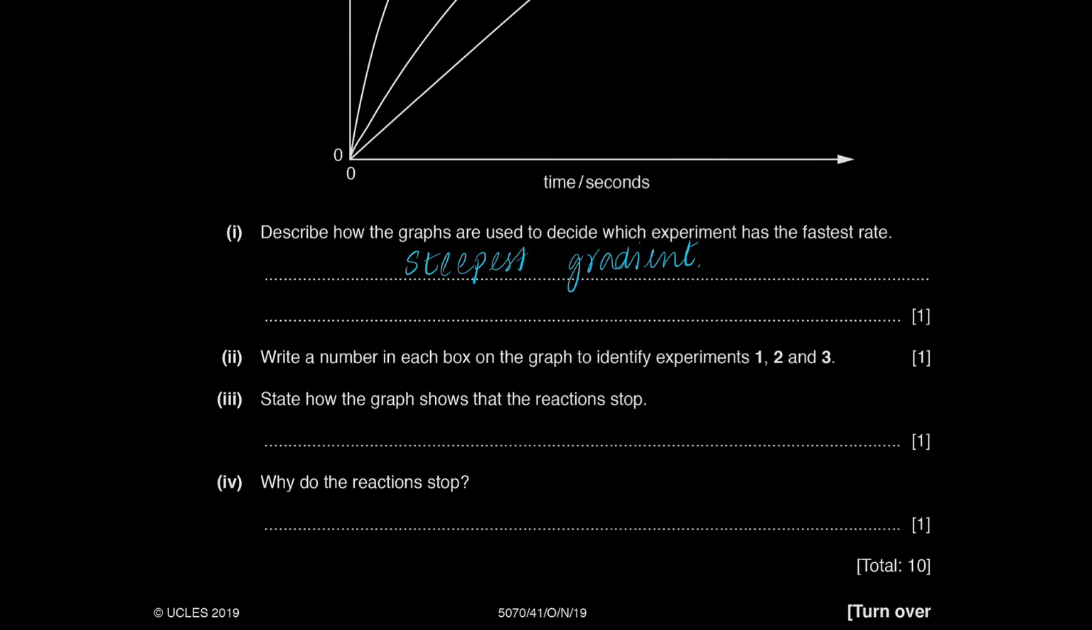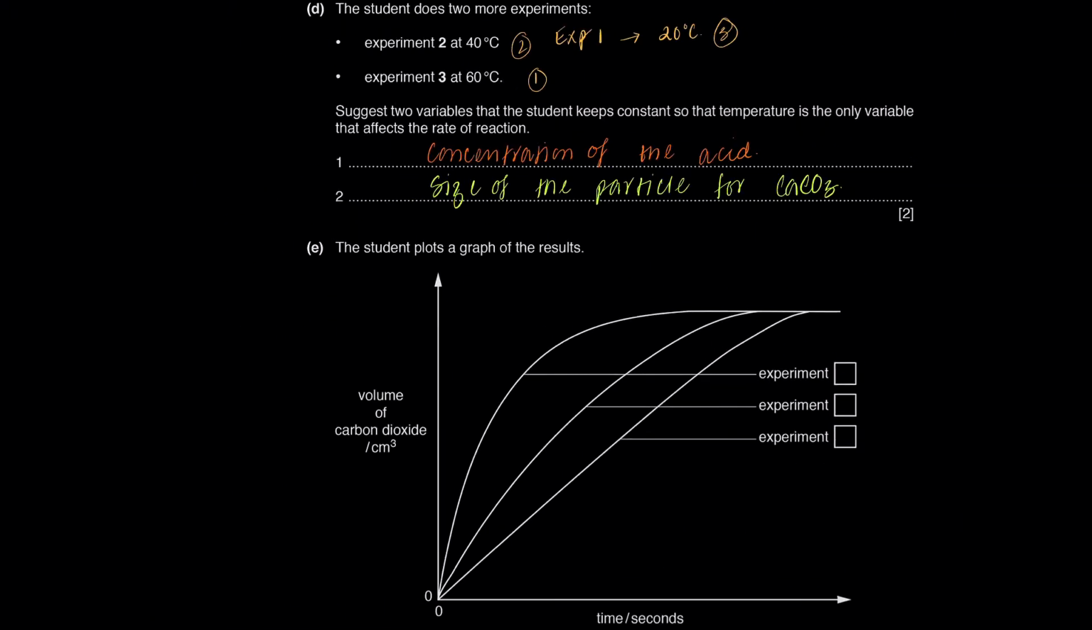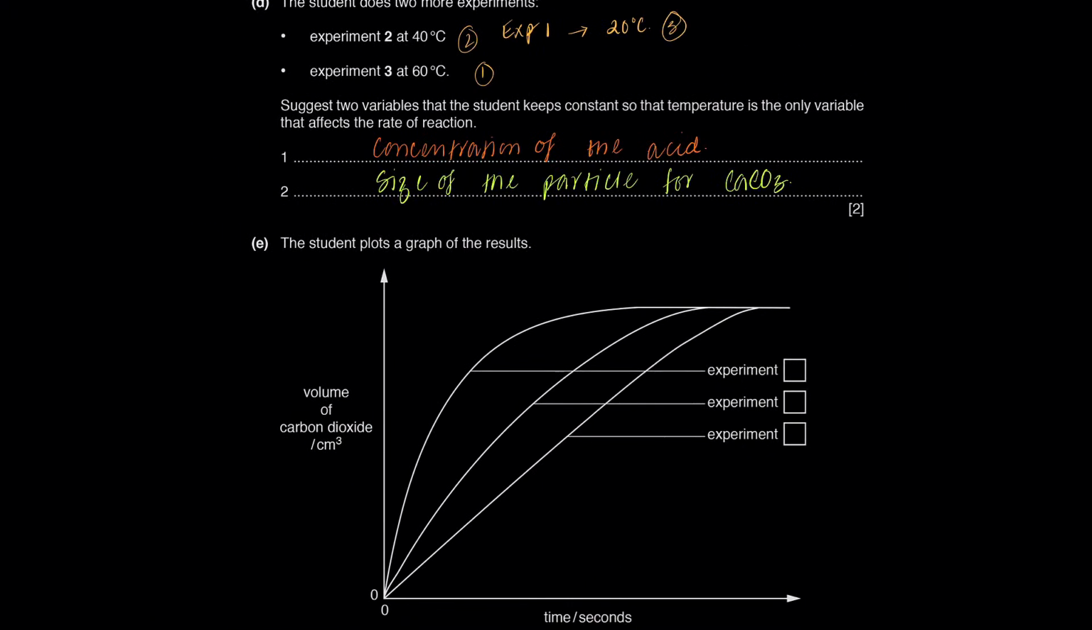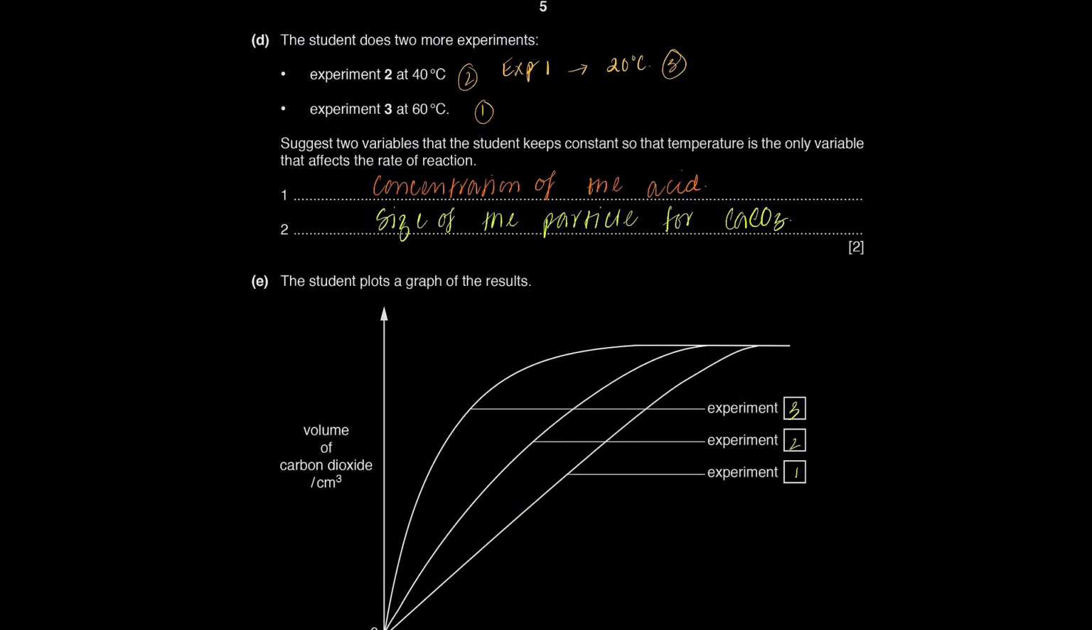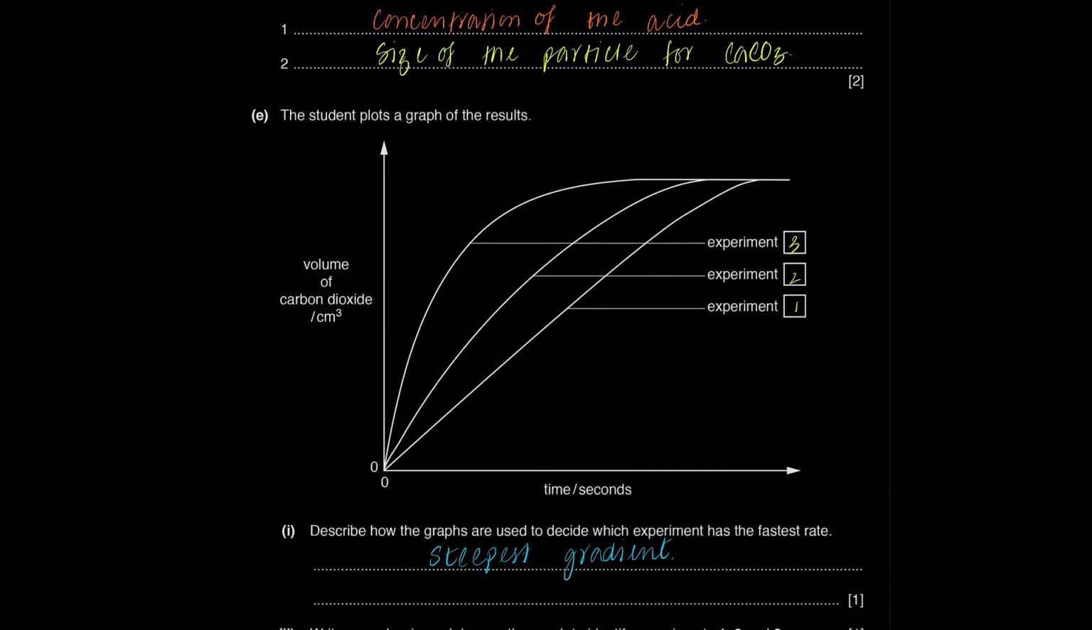Write a number in each box to identify experiments 1 to 3. So the fastest one is going to be at the highest temperature, and we already did this. It's going to be 3, 2, and 1, right? That makes sense to me. It's experiment 3, 2, 1.